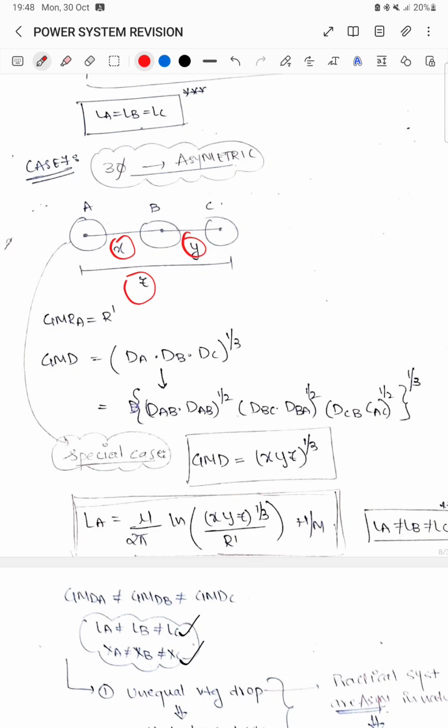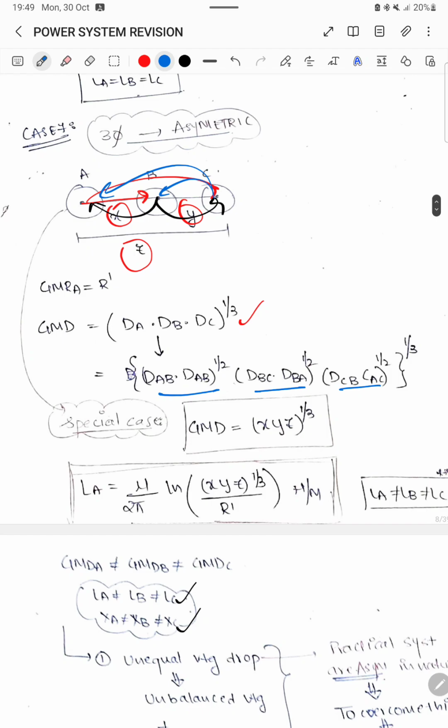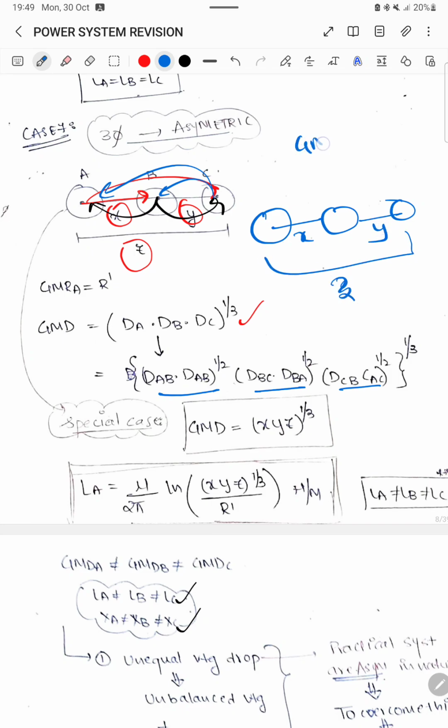But coming to GMD, GMD of A into GMD of B into GMD of C whole to the power 1/3, that will be different. GMD of A will be nothing but AB into AC to the power 1/2. GMD of B is nothing but AB into BC to the power 1/2. GMD of C is nothing but CB into CA to the power 1/2. And since these are 3 terms, it will be whole to the power 1/3. In special case, when conductors are placed this way, GMD is nothing but x y z to the power 1/3.